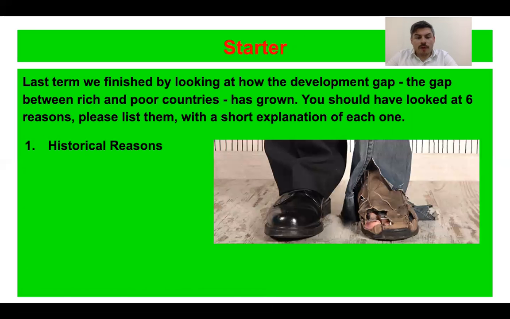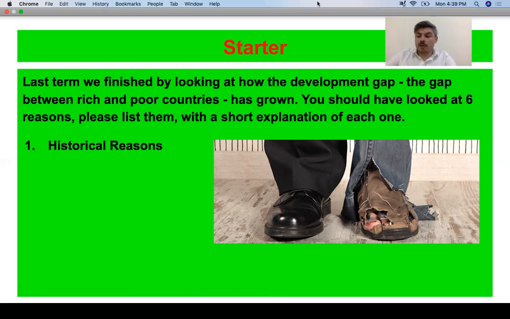The first reason we had, historical reasons. We have historical reasons for development gaps. They could be to do with conflicts in the past, empire, this kind of thing. If your country was rich in the past, if your country had an empire, it's more likely that it's going to be a developed country today. If you were one of the countries that was dominated by a different country, you're going to have less development.